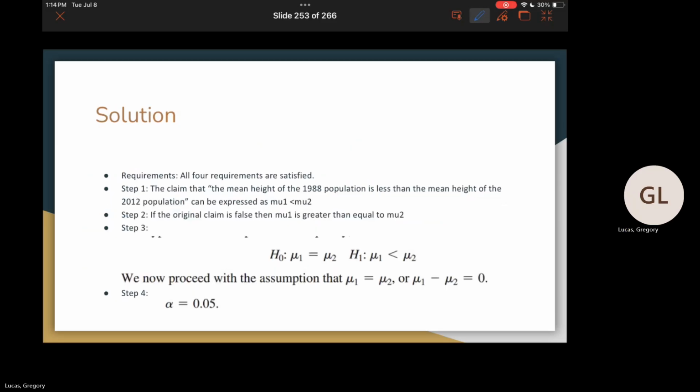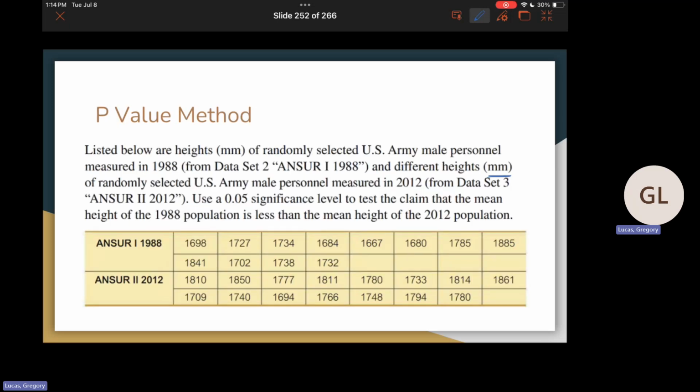All right. So all four of our requirements are going to be satisfied. I'll give you that the data is normal. Nothing to suggest it's not a simple random sample. These are independent, took place at different times. We're not measuring the same height, the same people, so they're independent. So we're all set here. All four of those requirements that we talked about are going to be met.